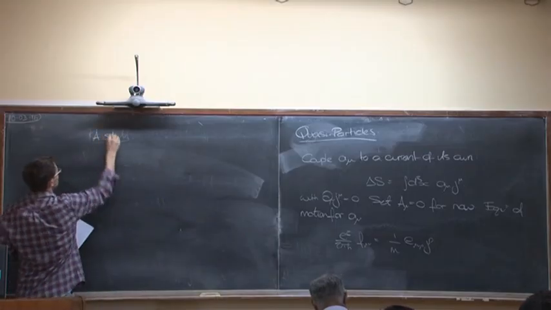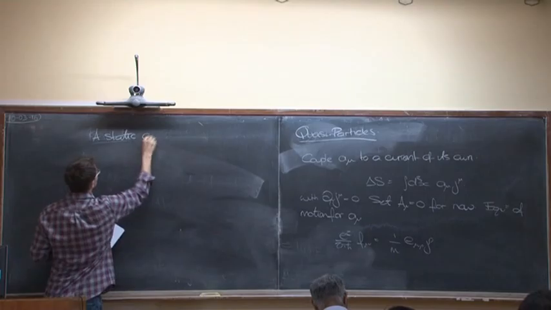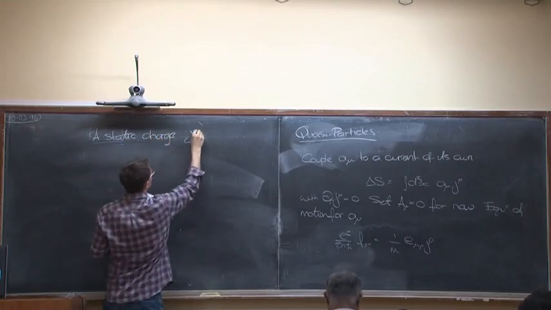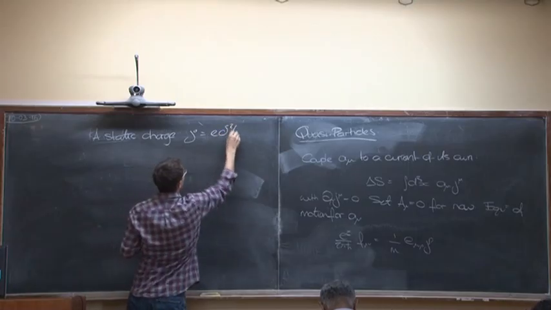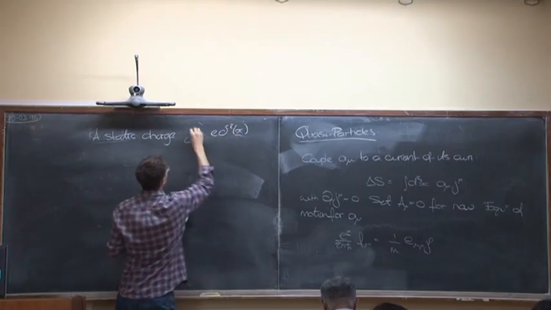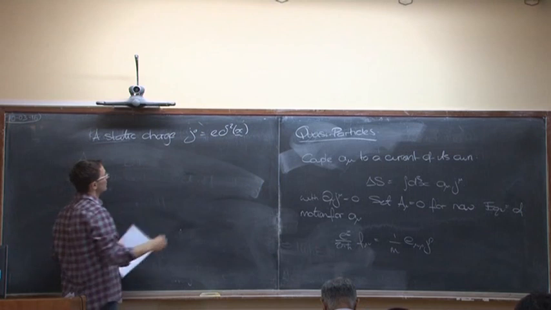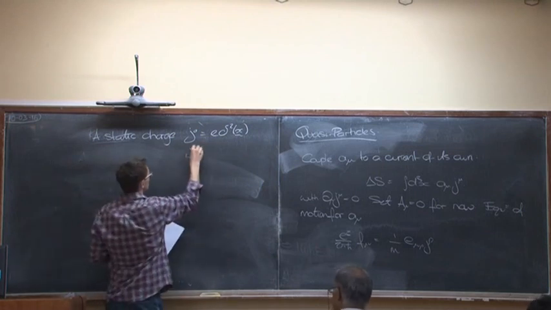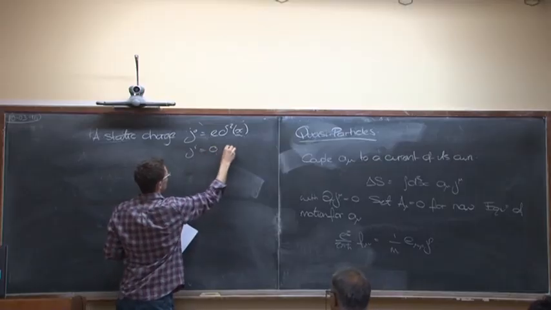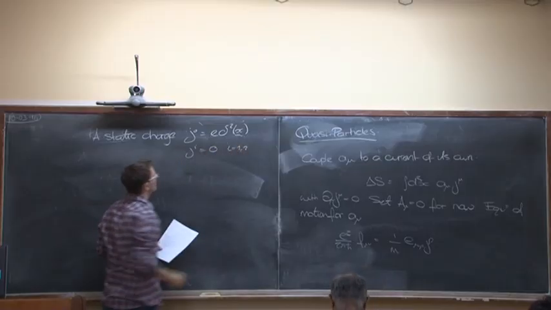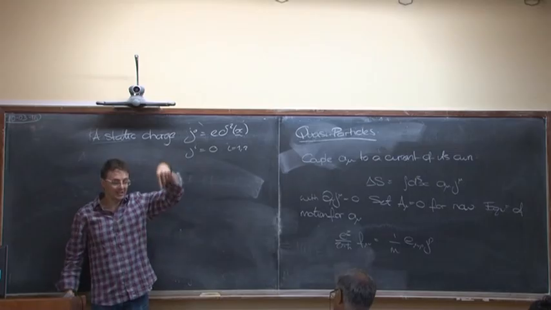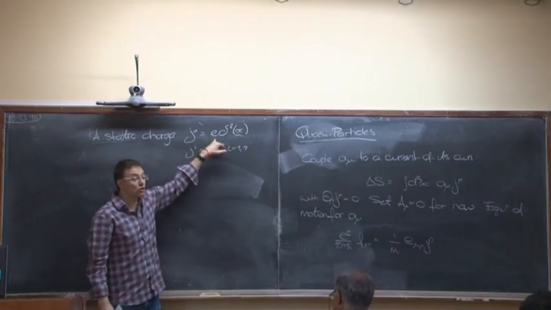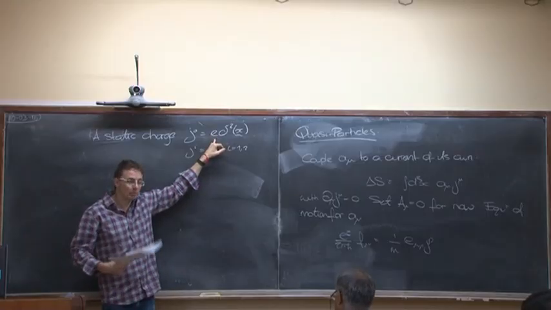So if I put in a static charge, so what does this mean? I'm going to say j i equals 0, i equals 1, 2. So this is just placing a static object at the origin, coupled to little a. It has charge e. That was actually an assumption from the previous lecture.